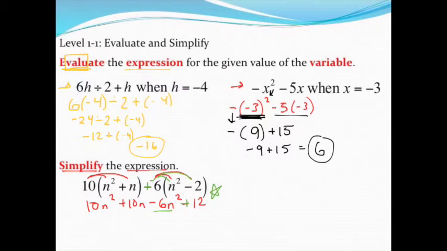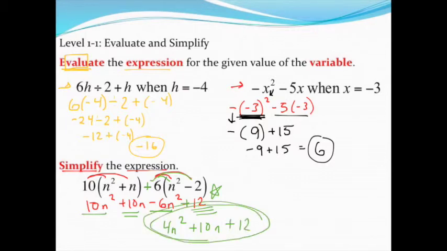Now, I'm not done, because I do have like terms to combine. Like terms are here and here. They have the same variable with the same exponent, so I'm going to add up the coefficients and get 4n squared. 10n doesn't have any like terms with it, so that just carries down as part of my answer. And then same with this positive 12. There's no like terms to combine it with, so just a plus 12. This is then my simplified answer. Notice it's not a single number, it's an expression.